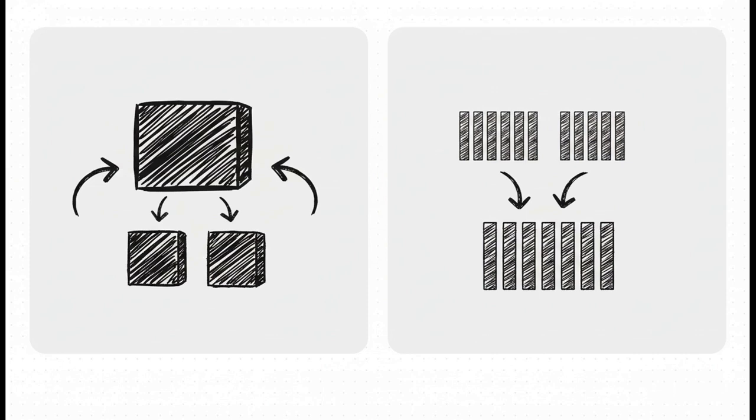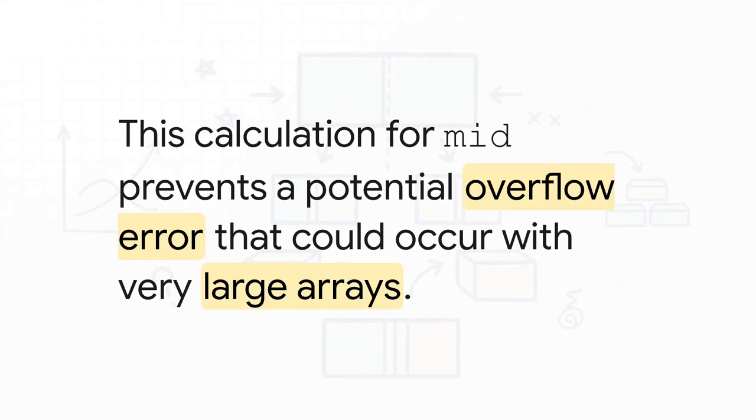And that function does all the heavy lifting of conquering, comparing the elements and combining the pieces back together. Okay, here's a little pro tip, a really crucial detail you'll find in the source code. When the algorithm is finding the middle of the array, instead of just doing left plus right divided by 2, you see this slightly different formula.